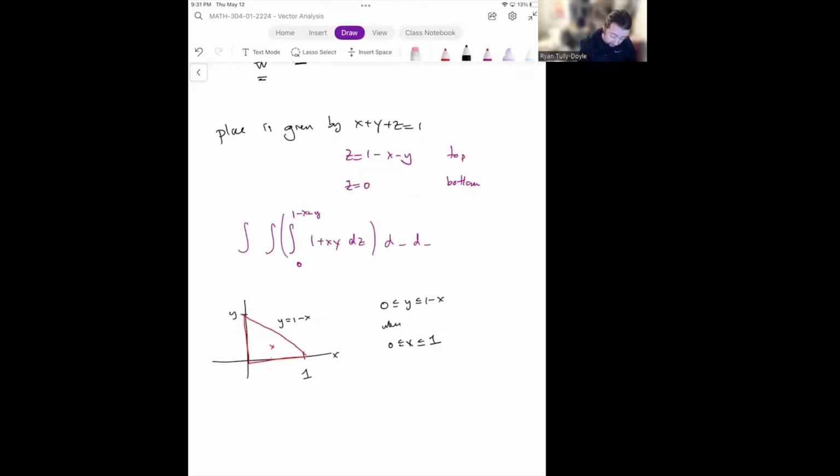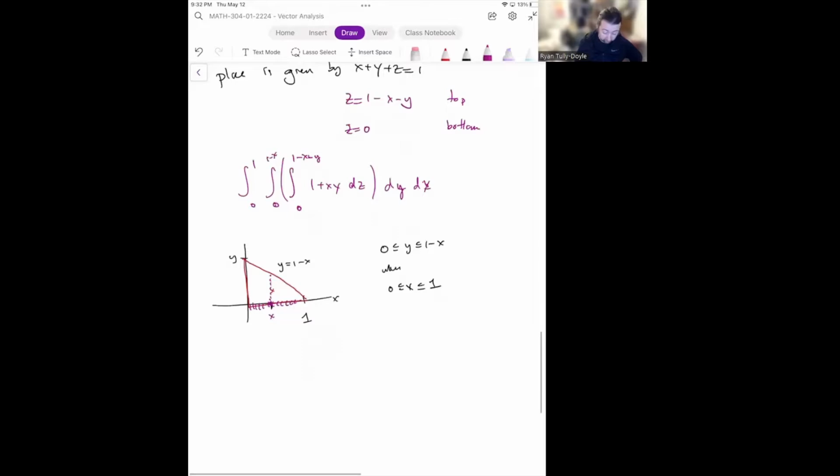So given an x, our y values range from 0 up to the curve, which is 1 minus x. So I can put 0 to 1 minus x, and this will be a dy integral. And then those x values can be located anywhere on this interval from 0 to 1. And at this point, this is just a routine integration. So let's just do it real quick.